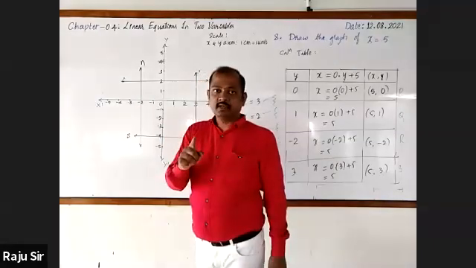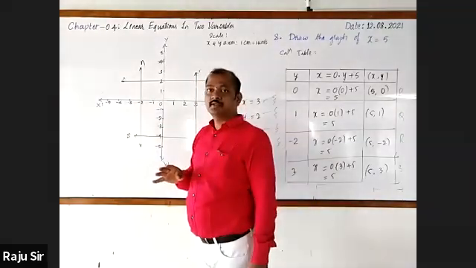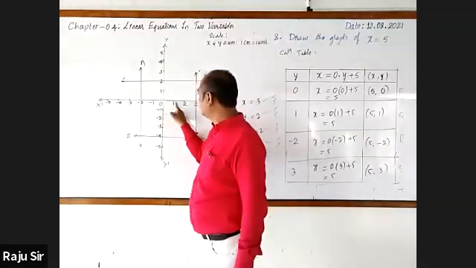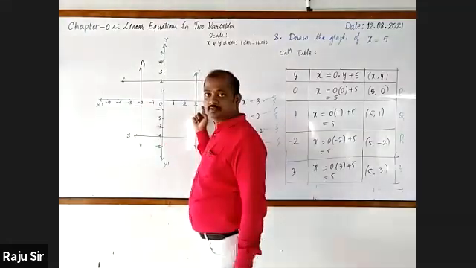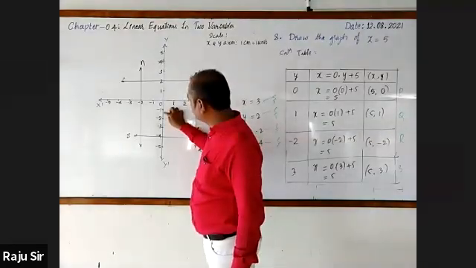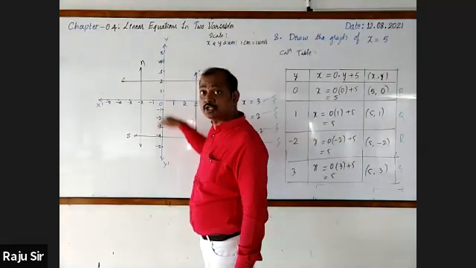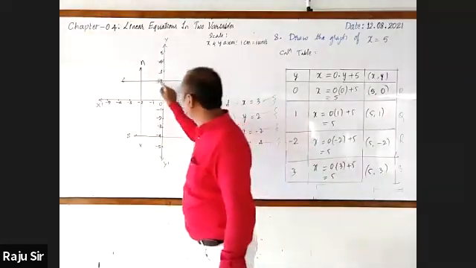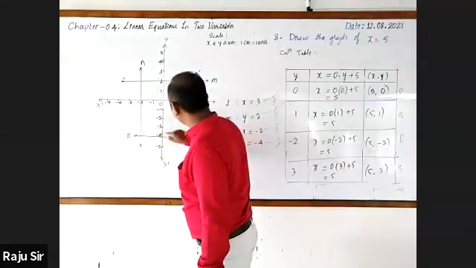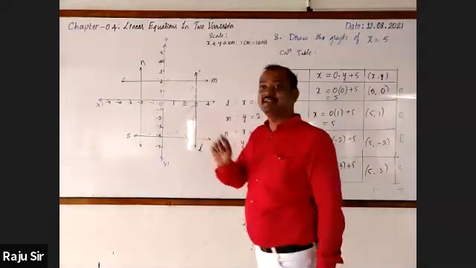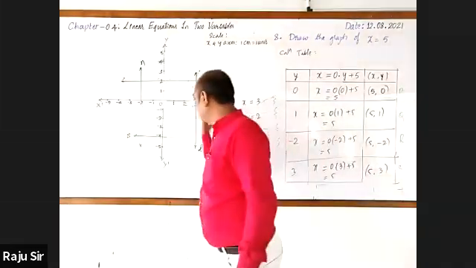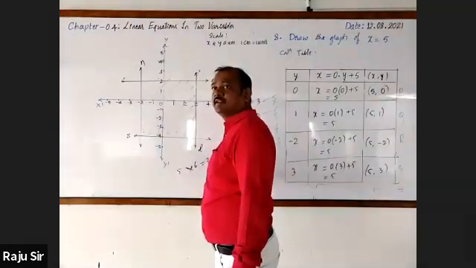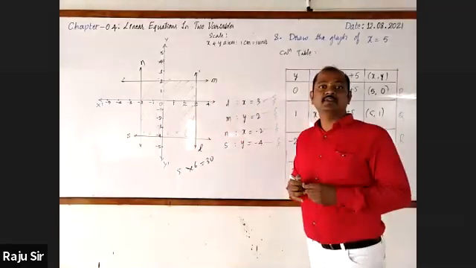If it is a rectangle, length and breadth should be different, and opposite sides are equal. 5 units, 6 units. So it is a rectangle. What is the area? 30 square units, that is 5 into 6.